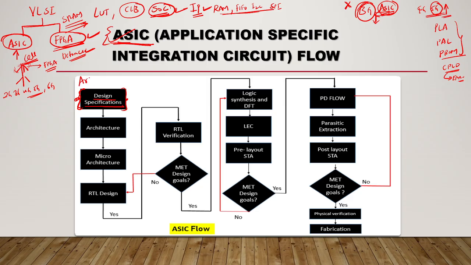There are architectural engineers. These engineers are highly experienced, mainly 25 to 30 years of experience. They take the design specification and do the architecture. Architecture is what you already studied as computer architecture: what the components are, how the algorithms and software are there.